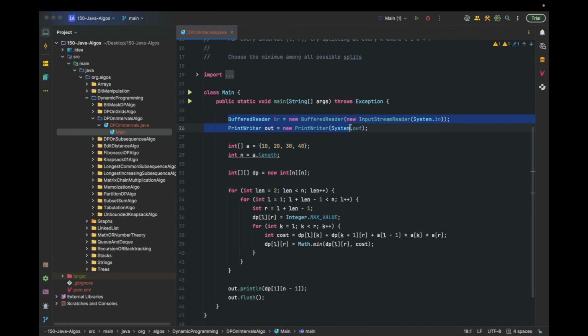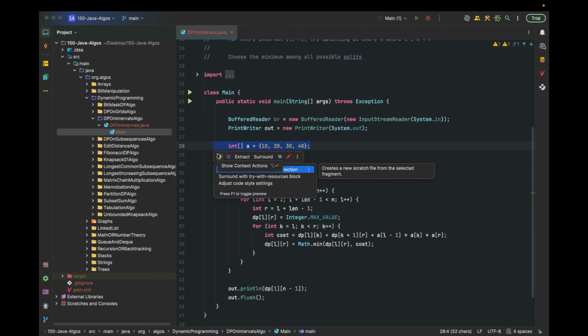So BufferedReader and PrintWriter are related to the input output part. We can ignore them for now, right? So this is fine. Now the first part is a simple example that we have considered: 8, 10, 20, 30, 40, right? So this is nothing but the array representing the matrix dimensions.